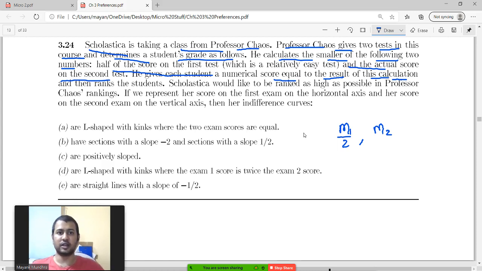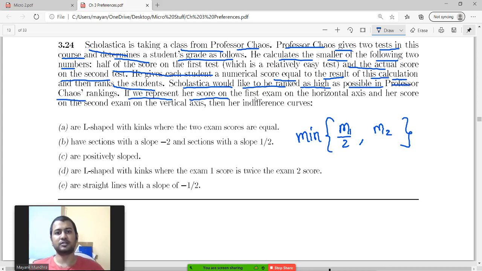Okay, so he calculates the smaller of these two. So he calculates min of marks of test 1 by half, that is half of the first test marks, and the second test marks. He gives each student a numerical score equal to the result of his calculation and then ranks the students. Scholastica would like to be ranked as high as possible in Professor Chaos's ranking.